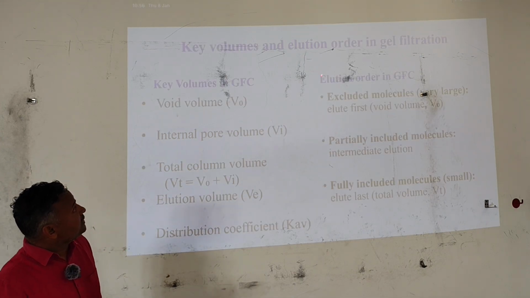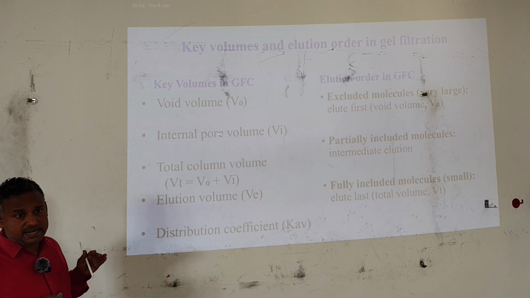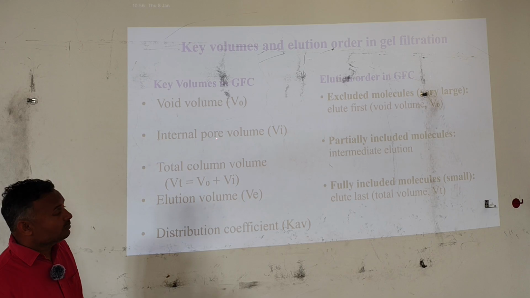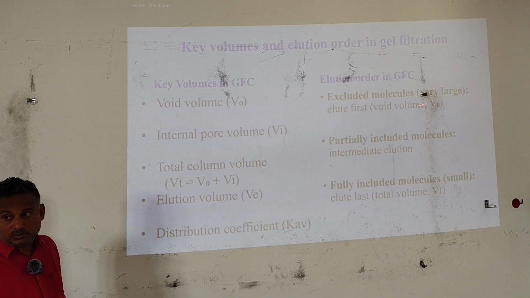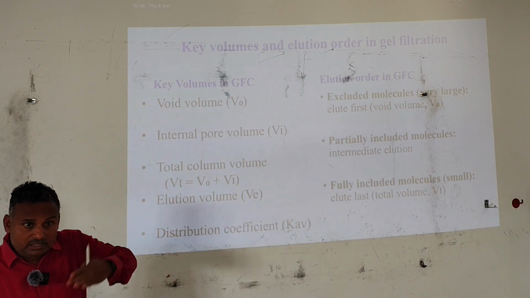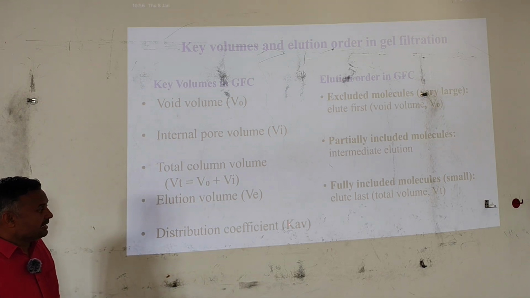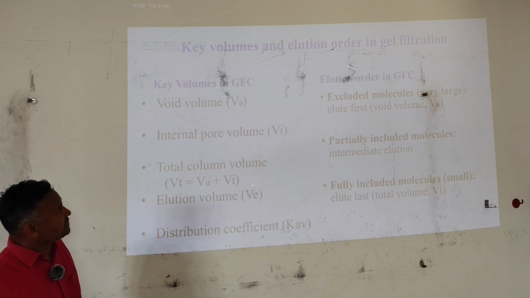Key volumes and elution order in gel filtration. Key volumes in gel filtration chromatography. In this slide I showed you before: void volume V0, internal pore volume Vi, total column volume V0 plus Vi, the sum of these two. Elution volume Ve, that is the volume which is coming out from the column. Distribution coefficient KAV. So these are the key volume parameters.